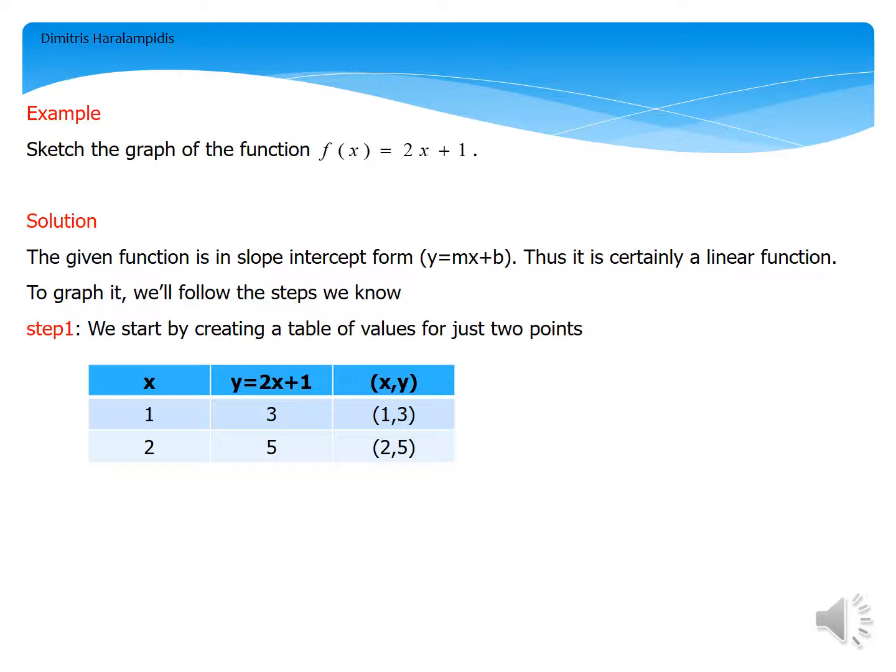In first step, we start by creating a table of values for just 2 points. These points are random points. Here I selected x values to be 1 and 2. Then we calculate the corresponding y values through the function formula 2x plus 1. And finally, we create the ordered pairs. In our case, the ordered pairs are (1, 3) and (2, 5).